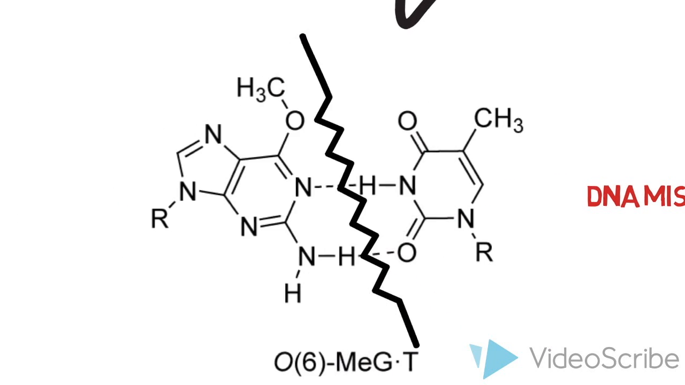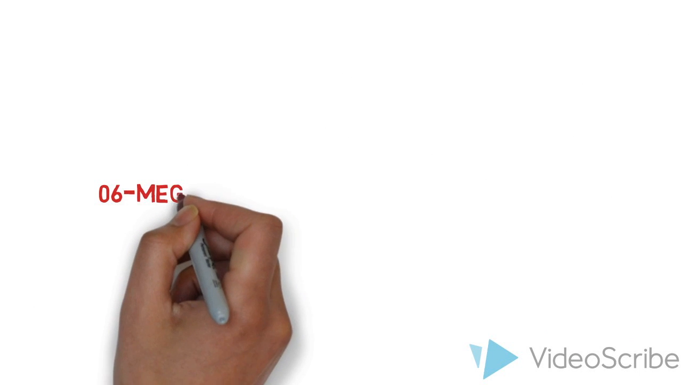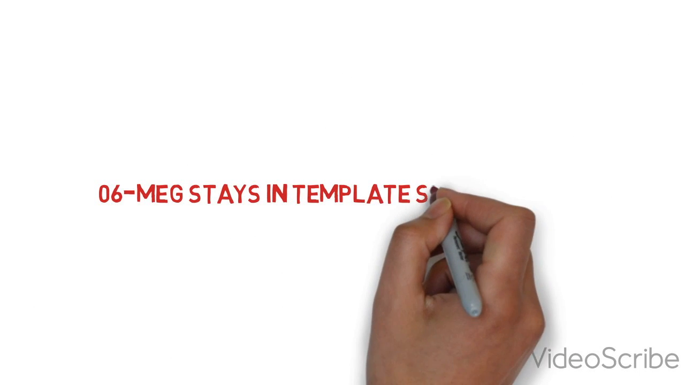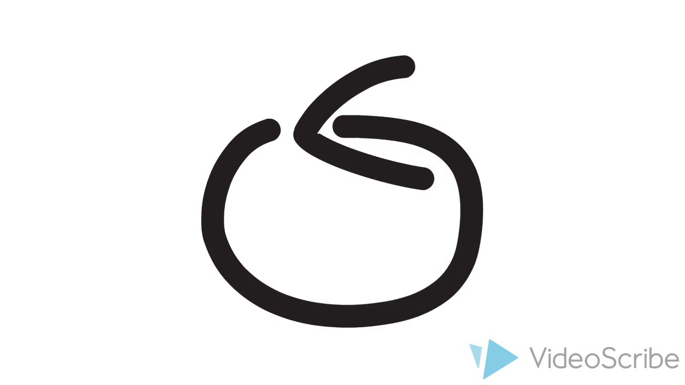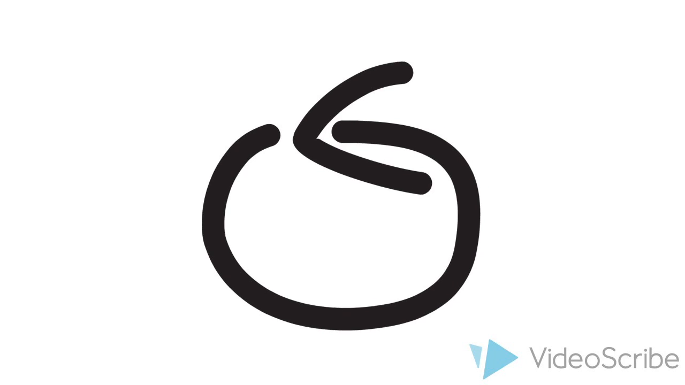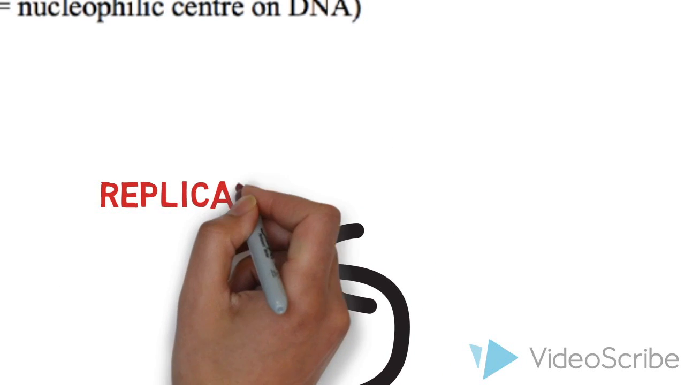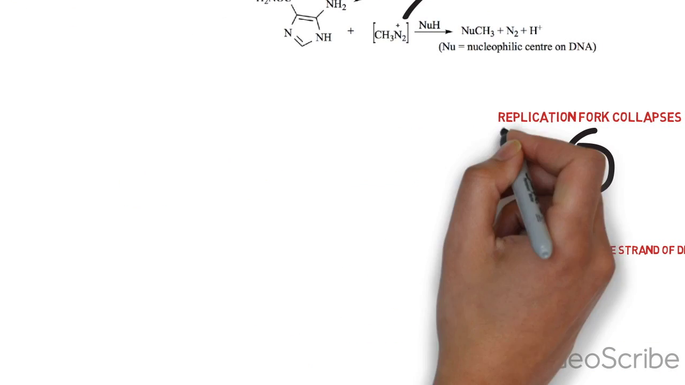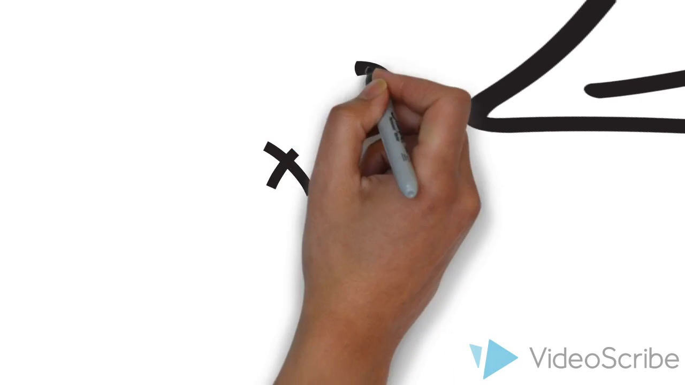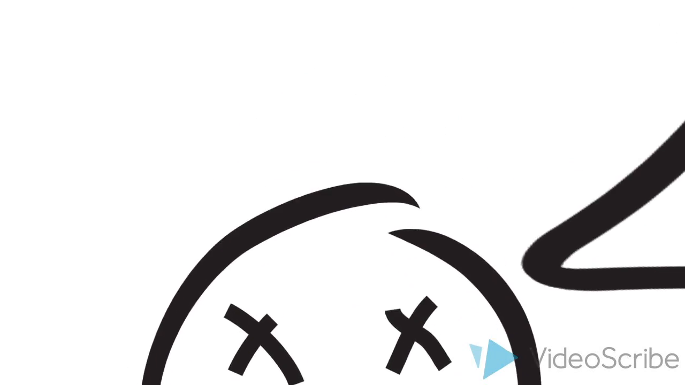DNA MMR recognizes mispaired thymine on the daughter strand and excises it, but O6-methylguanine persists in the template strand. Futile cycles of thymine reinsertion and excision result in DNA strands breaking, causing replication forks to collapse. Cell cycle arrest is triggered, which occurs in the second cell cycle following treatment, and apoptosis occurs.